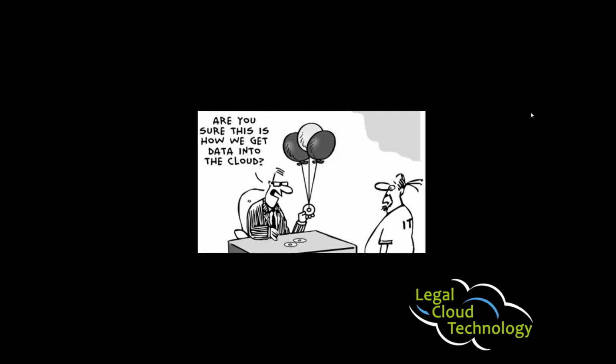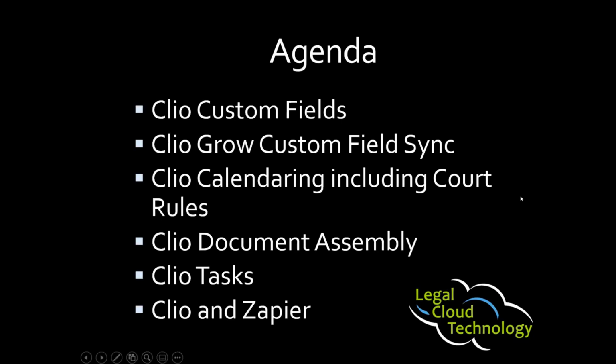A couple things that we're going to look at today is our agenda. We're going to talk a little bit more about custom fields in Clio and how we can utilize those to really make that automation between not only Clio Manage but also Clio Grow. So we'll talk about how we can sync those two together and utilize some of the power of those two programs. We're also going to talk about calendaring.